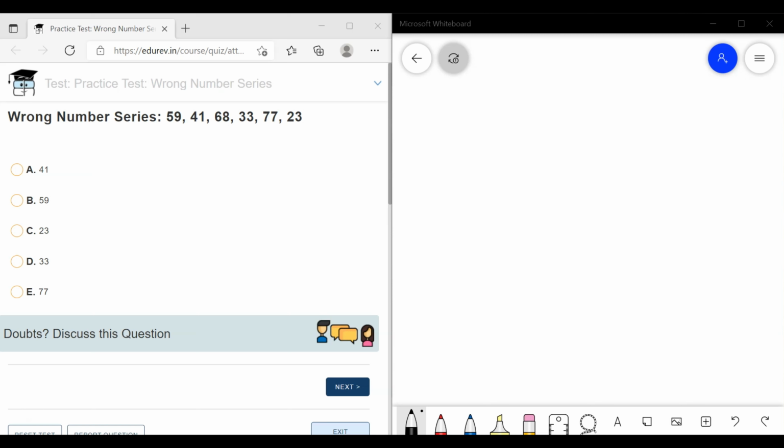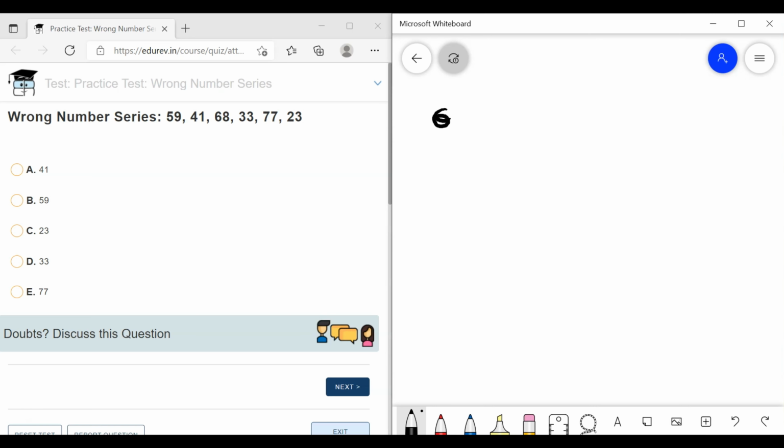How is it different from the type of questions we have already solved? It is different in the sense that in all the other series that we were doing till now, we had to find the next term. But here we don't have to find any new term, we just have to find out the term which is wrong, the term which does not fit in this particular series. Okay, great. Now let's start solving the questions.